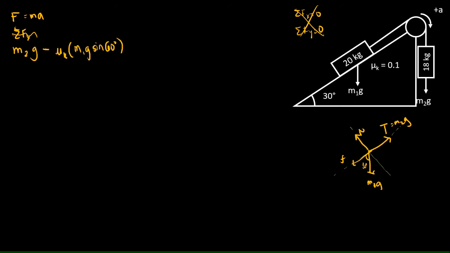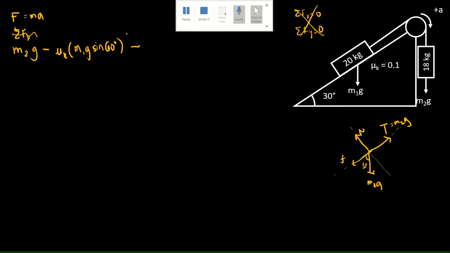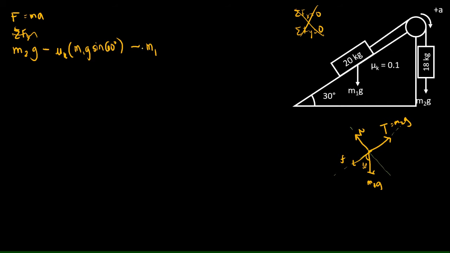Then, we also have minus M1G. So this is your normal force. Then the next one, minus M1G cosine 60 degrees. Then that is equal to the mass times acceleration, that is M1 plus M2 times the acceleration.